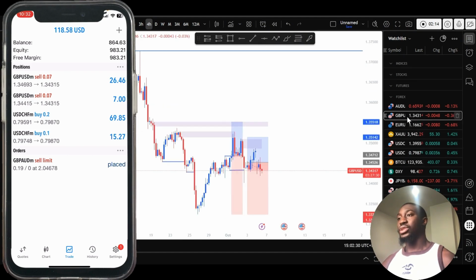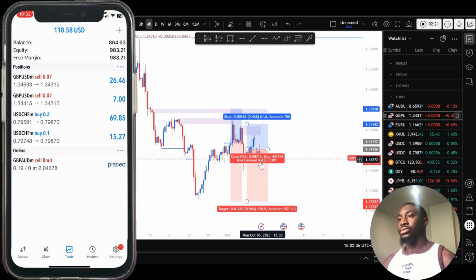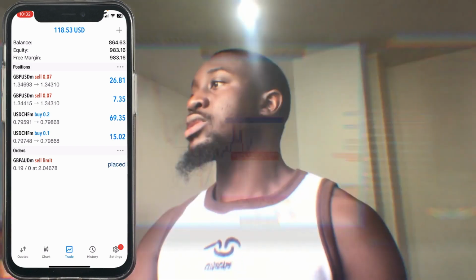I don't know what's wrong with GBP USD. So I'm waiting for the New York session in the afternoon for this pair to move, because the time now is around 10, about 10:32. So I'm giving it the New York session. Let's see in the afternoon if there's going to be an impulsive move on this market structure.